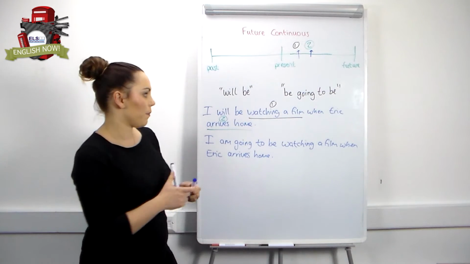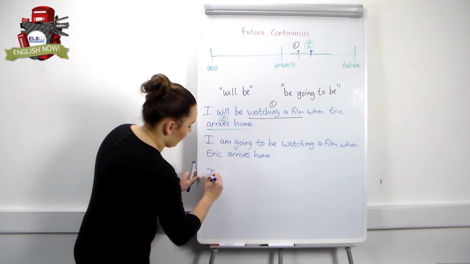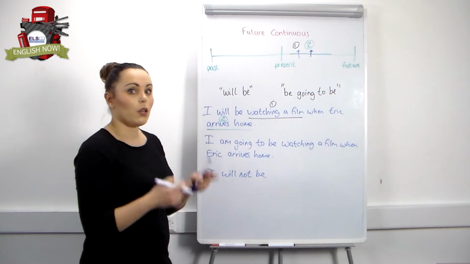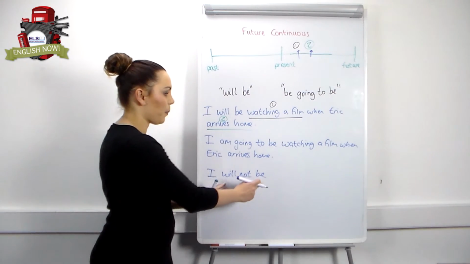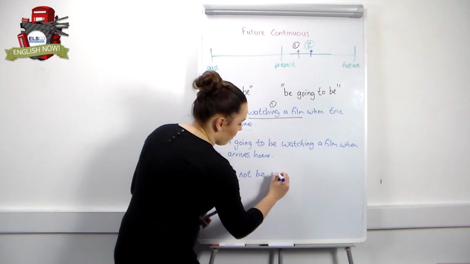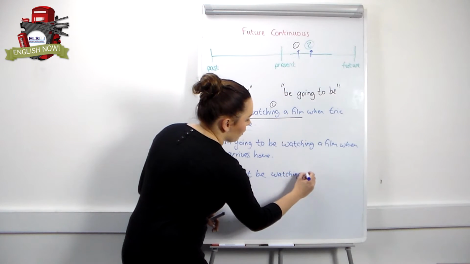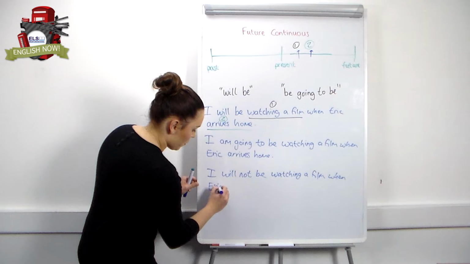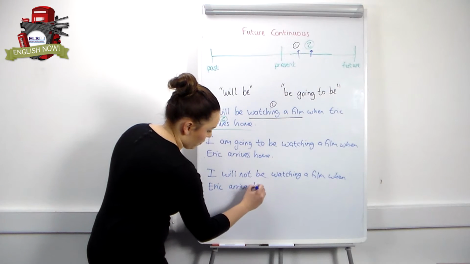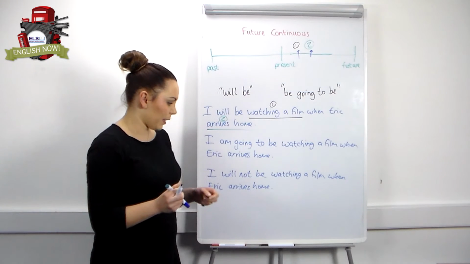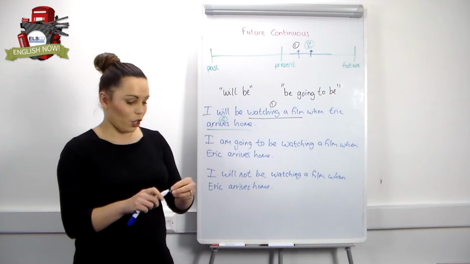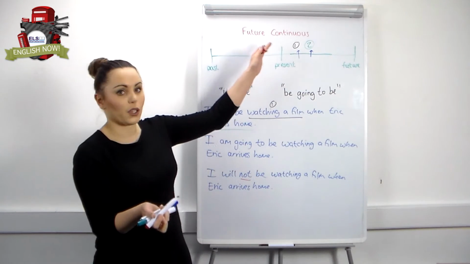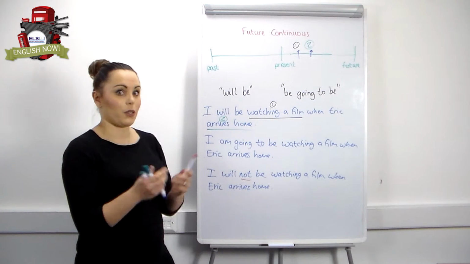Let's have a look at the negative. I will not. And remember, the negative word not must go between will and be. I will not be watching a film when Eric arrives home. So again, we've said that this little word here, not, shows us that it's a negative. These two bits here show us it's in the future continuous, and this part in the middle shows us it's a negative.